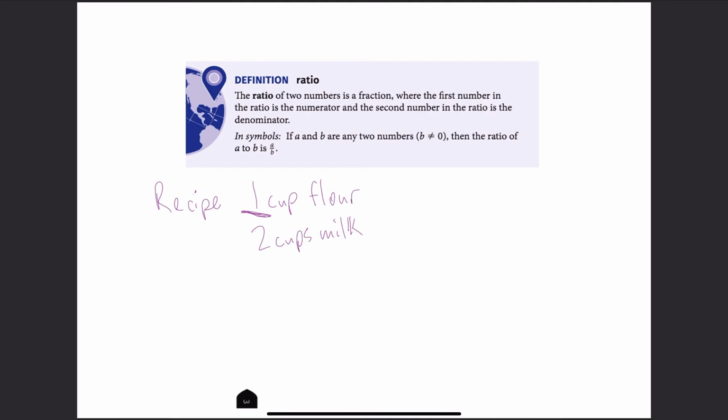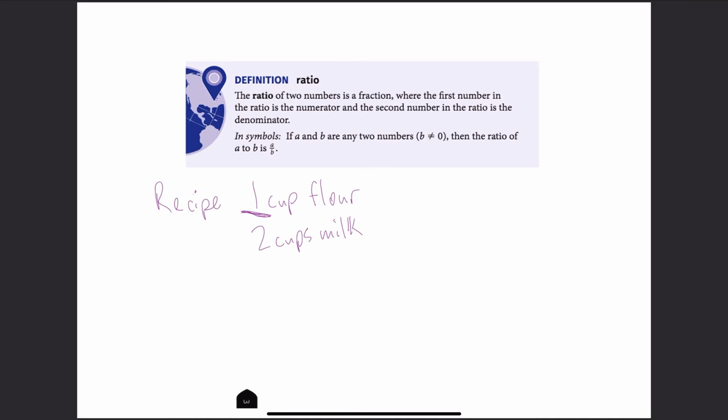But if you don't obey that ratio, then the recipe doesn't work. And so recipes are all ratios. They're fractions, they're proportions, they're relationships where we're comparing two quantities such that we can think about division, like this case here.